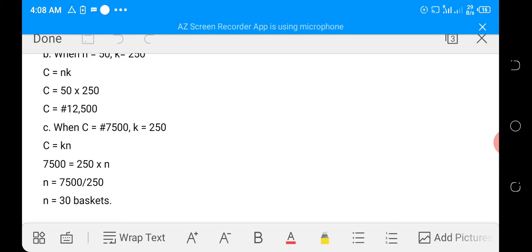So until next period when we will come and discuss inverse variation, please read your note and understand what we've done so far on direct variation.